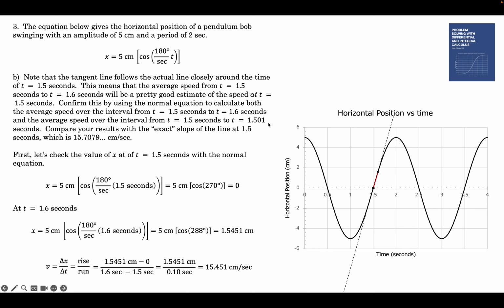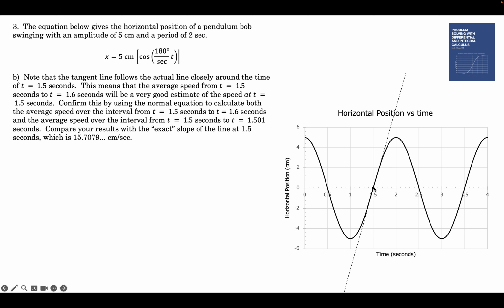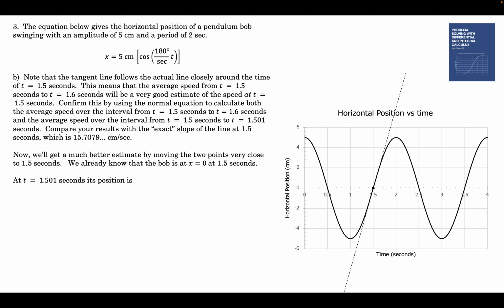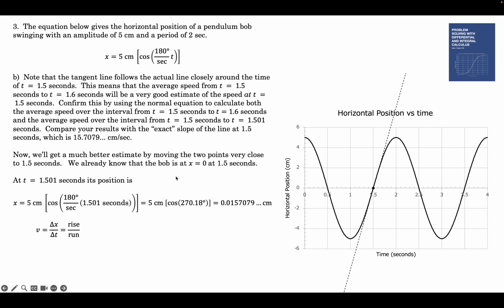1.5 to 1.501, 1,000th of a second after 1.5 seconds. I can't even put a dot on there. It's going to look like the same dot. Okay? So at 1.501 seconds, it moved 0.0157 centimeters, and we know it did it in 1,000th of a second. The slope is the rise over the run. These are 2 points that are very close together, around 1.5 seconds.